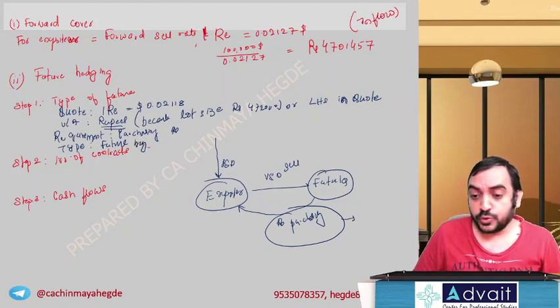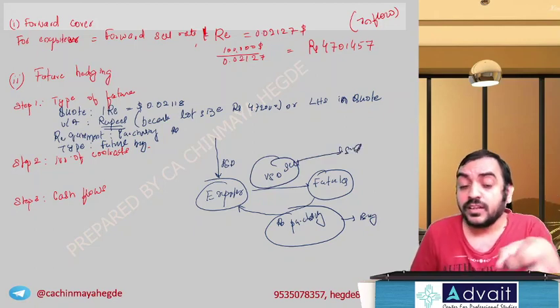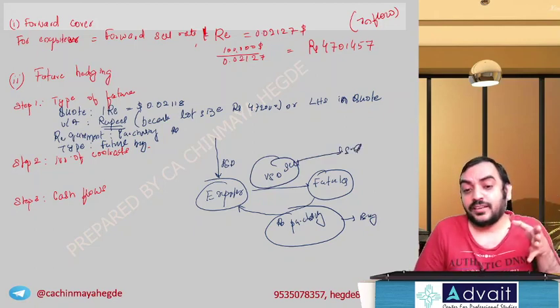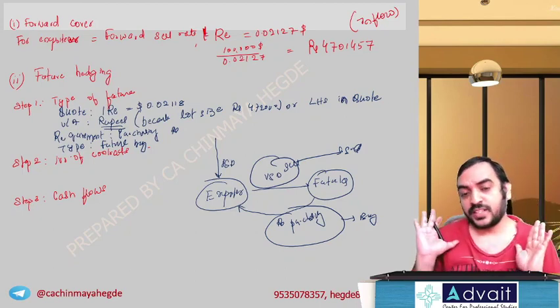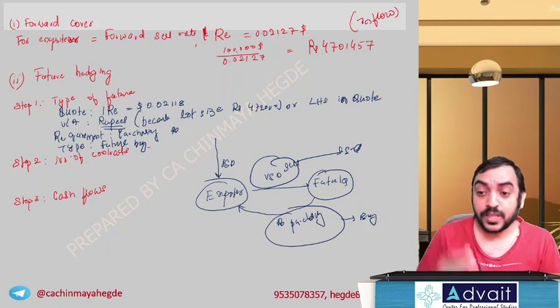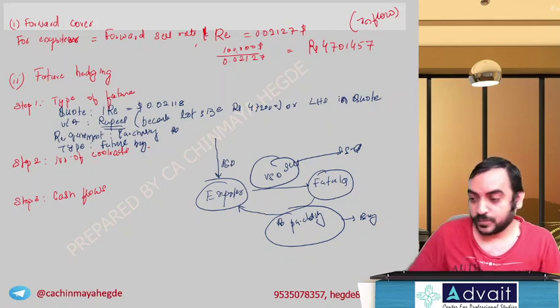So rupee means you would have purchased. If it was USD, you would have sold. If the underlying asset was US dollar, it would have been future sell. Thinking from the underlying asset point of view. I hope you are able to understand what is happening. Future buy, because rupee you are buying, you are getting, you're receiving. You have to receive by selling dollars.